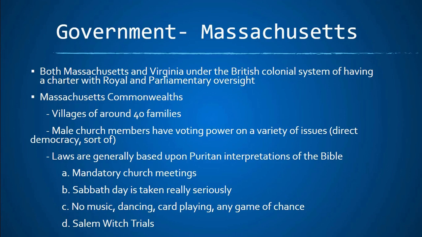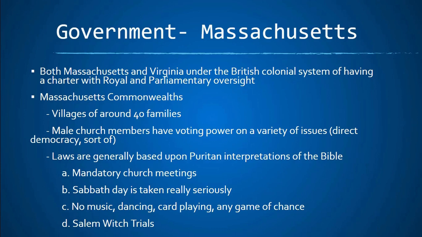Male church members in the villages had voting power on a variety of issues, and some will point out that this is a representation of direct democracy. However, it is important to point out that females did not have any voting power, and many males were not full church members, as some were not Puritans, and some did not go through the entire process. Later, second and third generations will establish a halfway covenant, as some of the children and grandchildren of Puritan settlers will not be as pious as their elders.